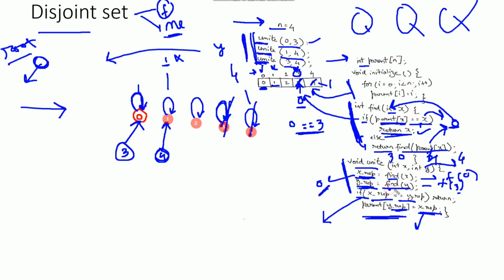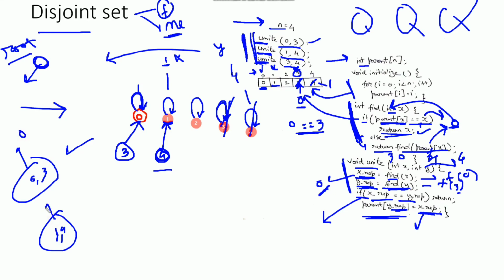If we see y representative, the value of y is 4, so I need to find 4. If we see this diagram, find of 4 will return 1, because 1 is the representative of 1 and 4. So basically there will be a group having 0 and 3 as one group, and 1 and 4 as the other group. The representative of this group is 0, the representative of this group is 1. So the root value is the representative of the group. If I call find of 4, it will return 1, and if I call find of 3, it will return 0. So 0 is not equal to 1.